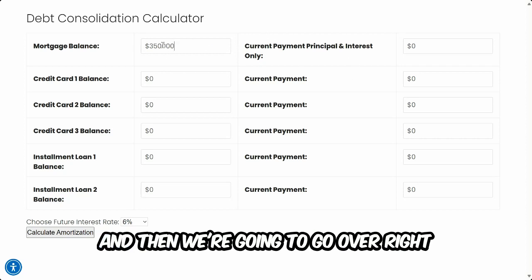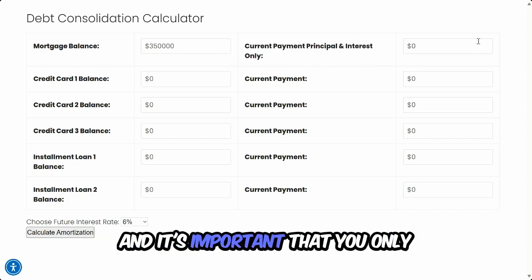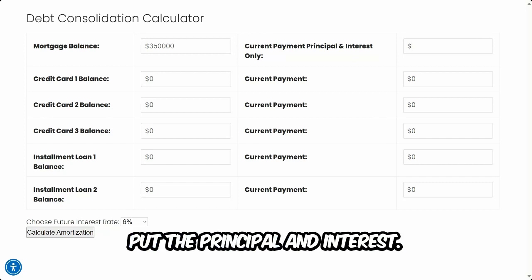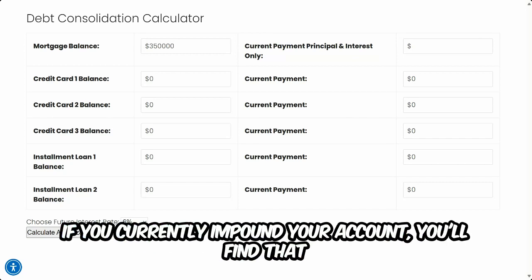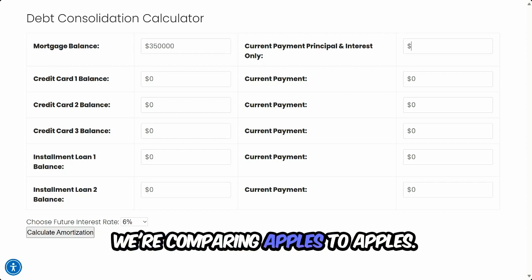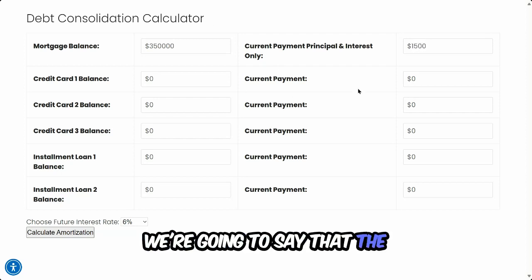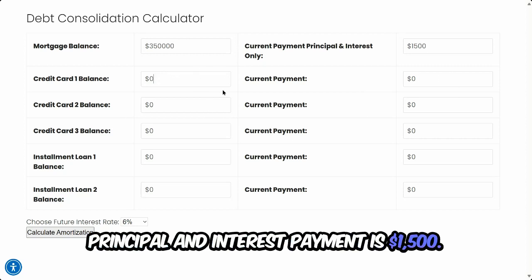And then we're going to go over right here to your current payment and principal interest. It's important that you only put the principal and interest. If you currently impound your account, you can find this number on your statement. We need to make sure that we're comparing apples to apples. We're going to say that the principal and interest payment is $1,500.